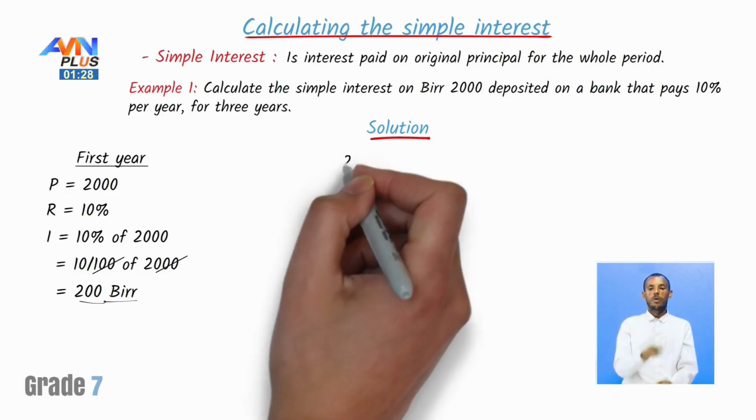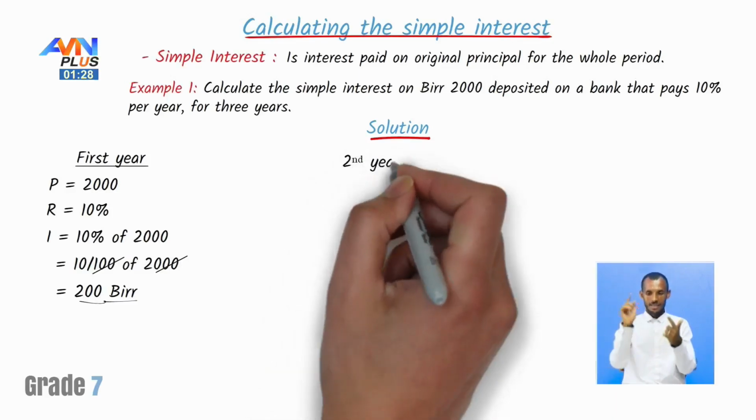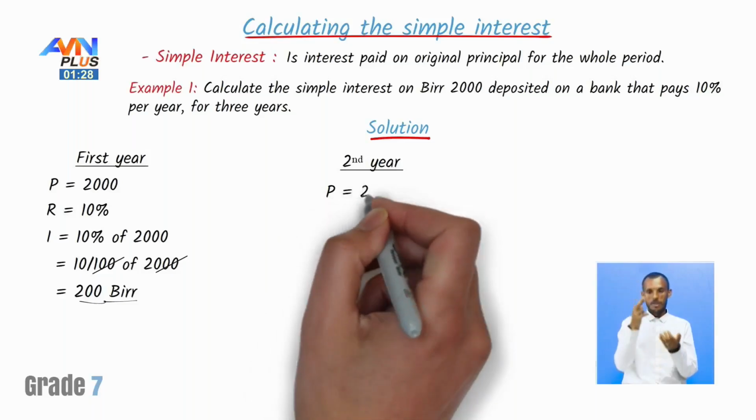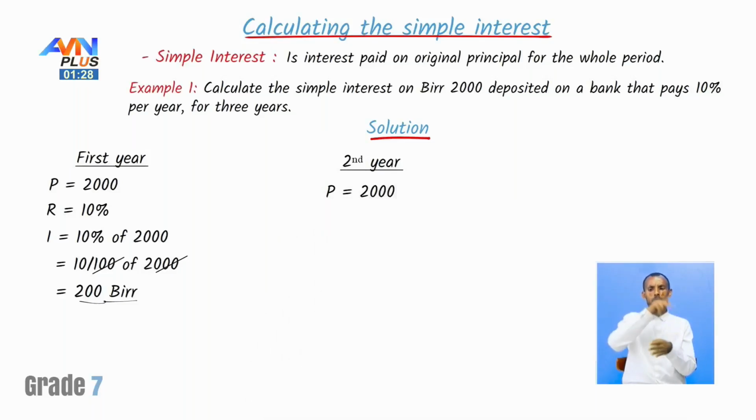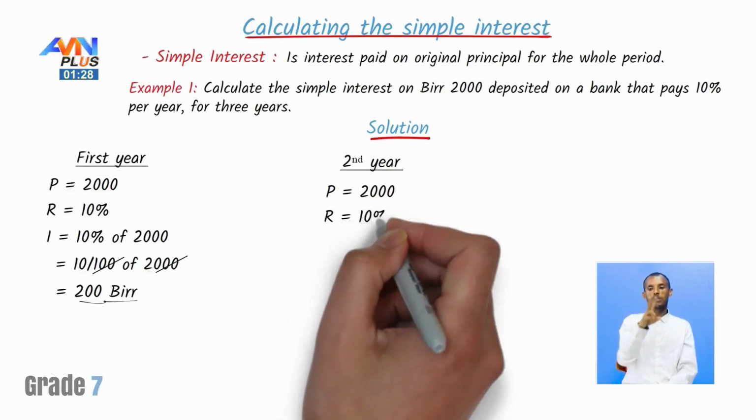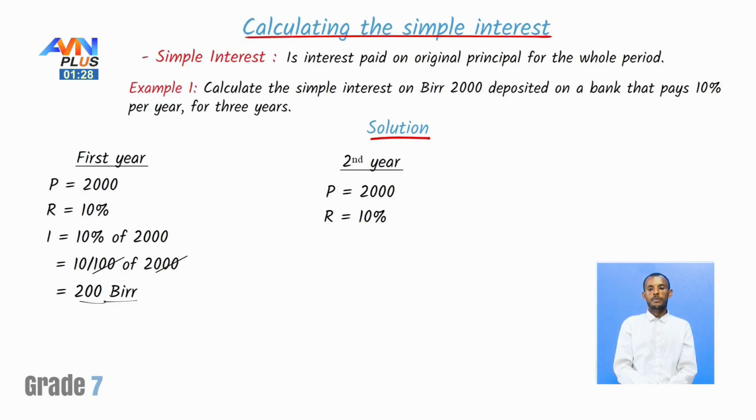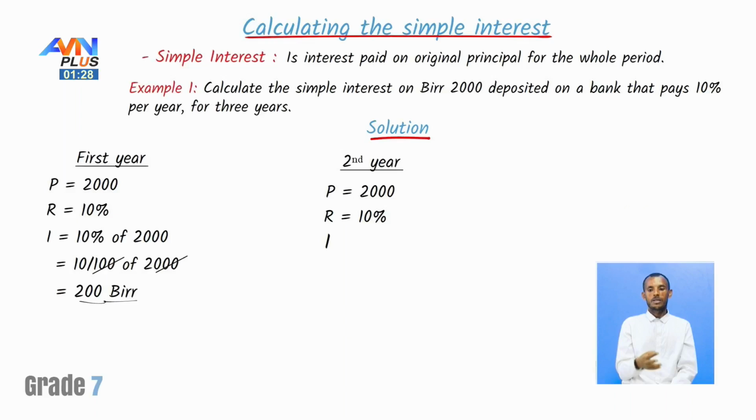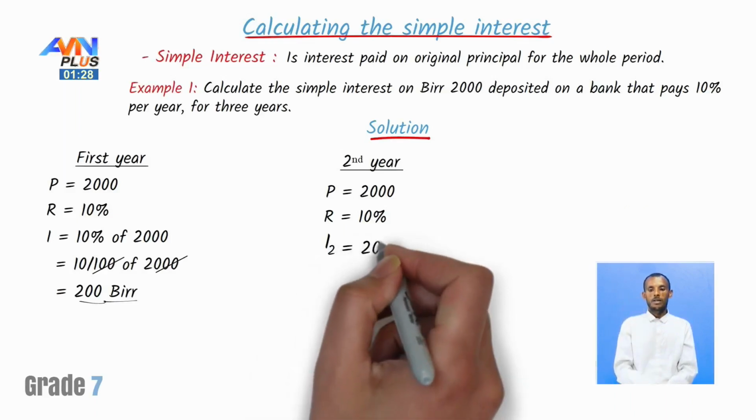So what will be the interest for the second year? The interest for the second year is also the same. Since it is simple interest, the interest will be paid on the original principal only. Therefore, for the second year, the principal is the same. It is 2,000. And the interest rate is 10%. Therefore, the interest for the second year will be 10% of 2,000 as we calculated here.